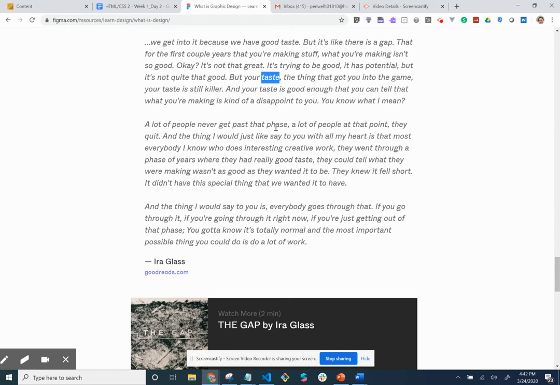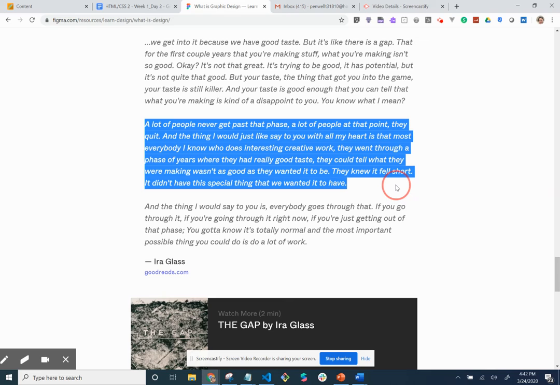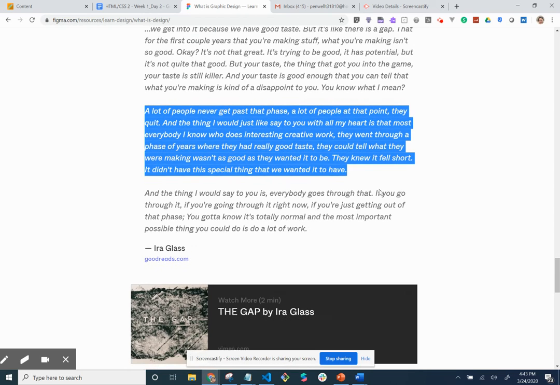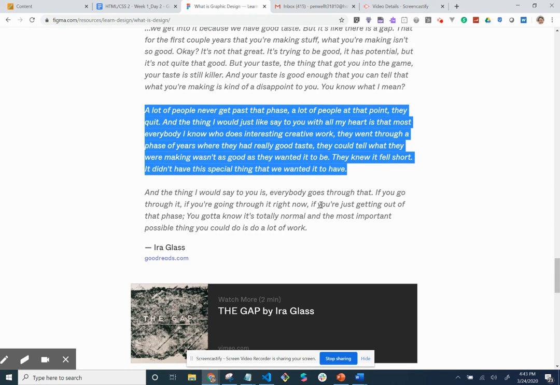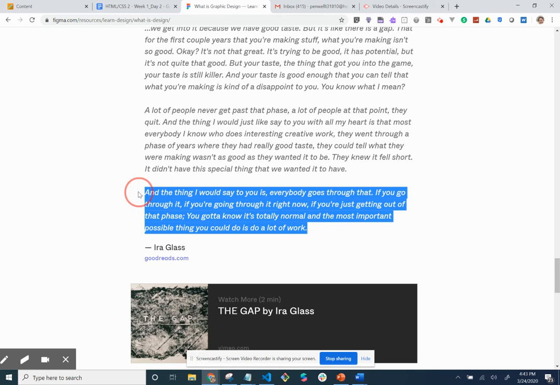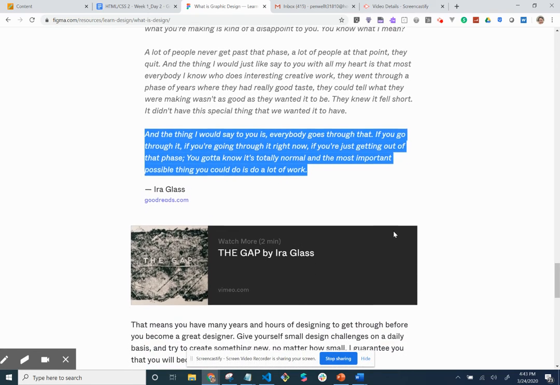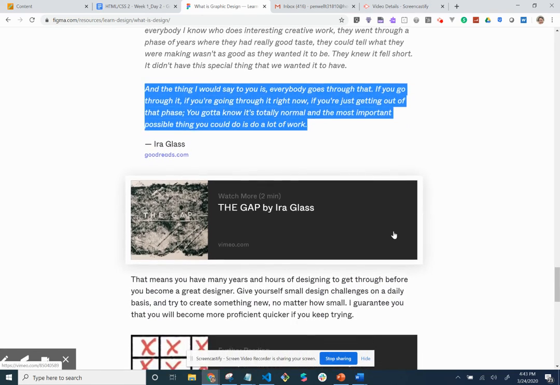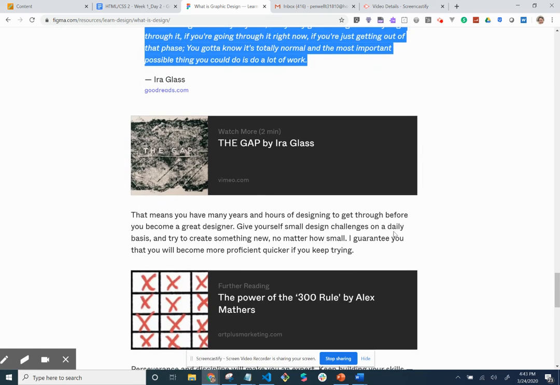A lot of people never get past that phase. A lot of people at that point quit. I would just say to you with all my heart that most everybody I know who does interesting creative work went through a phase of years where they had really good taste. They could tell what they were making wasn't as good as they wanted it to be. They knew it fell short and it didn't have any special thing that they wanted it to have. And the thing I would say to you is everybody goes through that. So if you're going through it right now, or if you're just getting out of that phase, you've got to know it's totally normal.